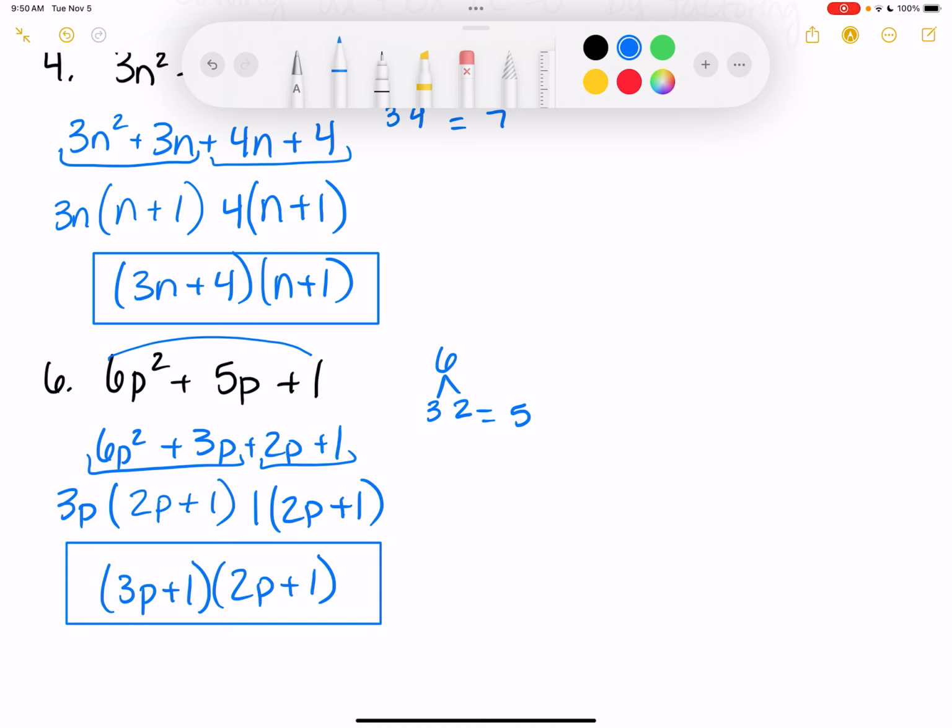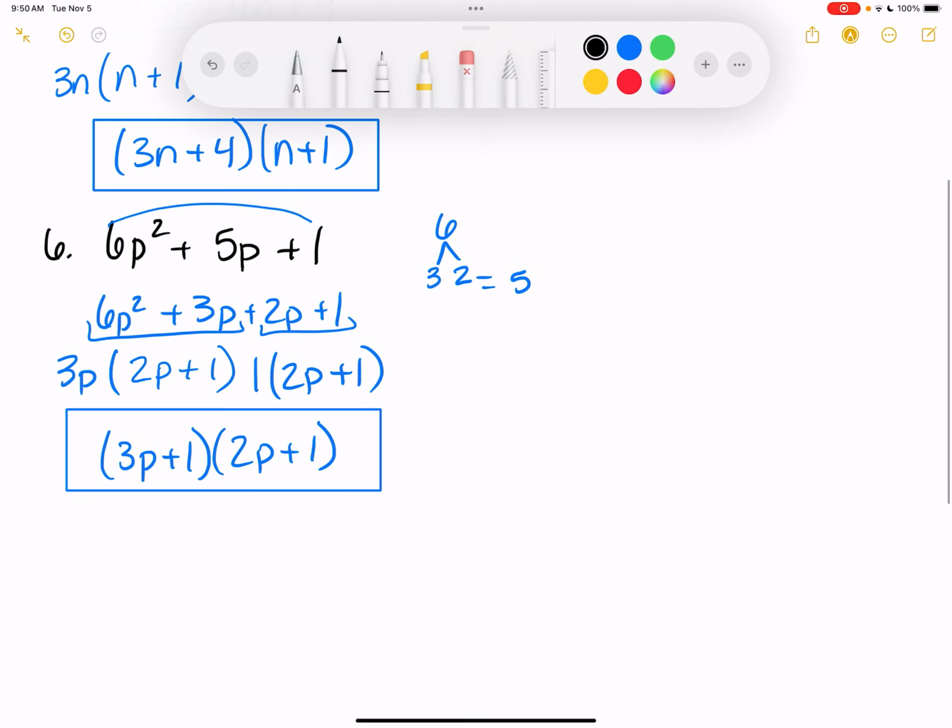All right, let's get into some that are a little more complicated. Number 10. Yay. Do you want us to show the arch method? No, you don't have to show that. I'm just doing it so y'all know what I'm doing. I don't usually write it unless I'm teaching it. All right, 14m squared plus m minus 3.